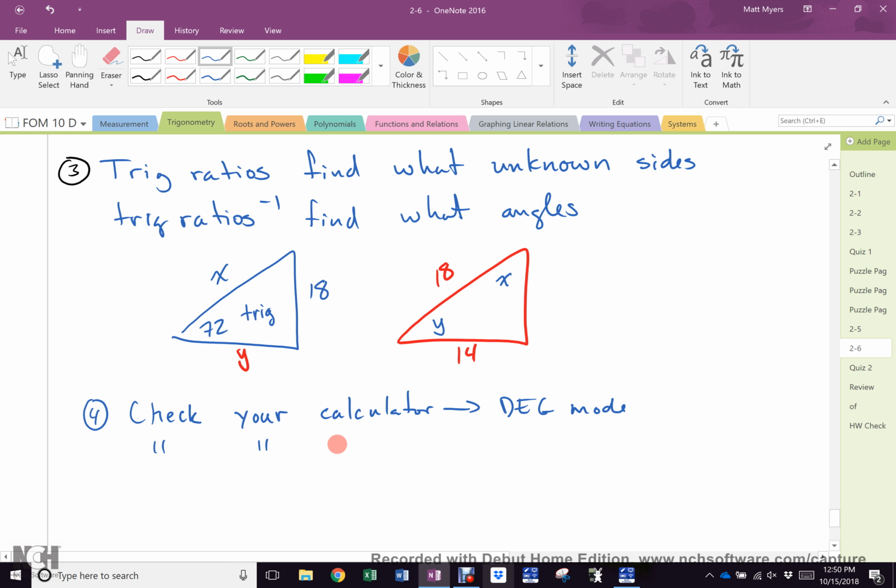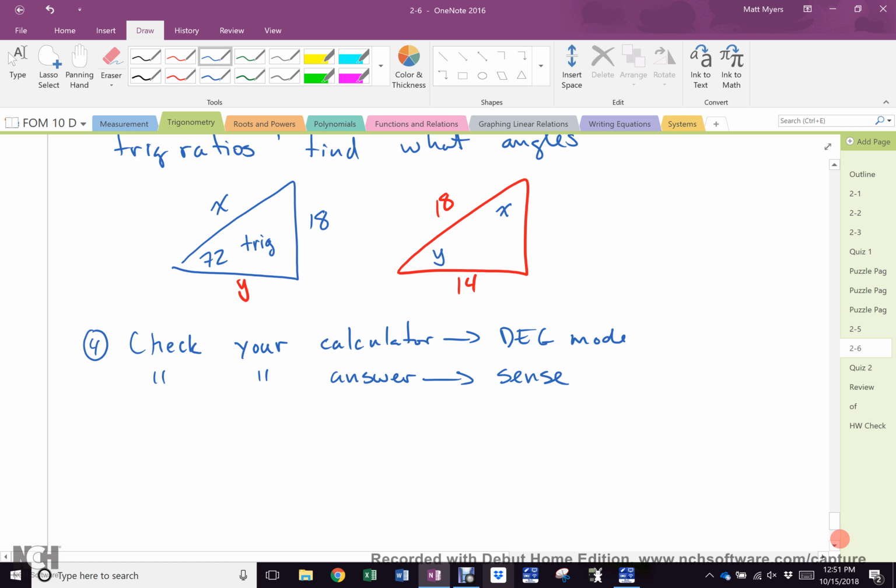Check your answer for what? What should you be looking for? Reasonableness. Does it make sense? I'm going to draw a triangle here. Tell me if it makes sense. Why not? Because the adjacent is longer than the hypotenuse. A leg is longer than the hypotenuse. It cannot be.